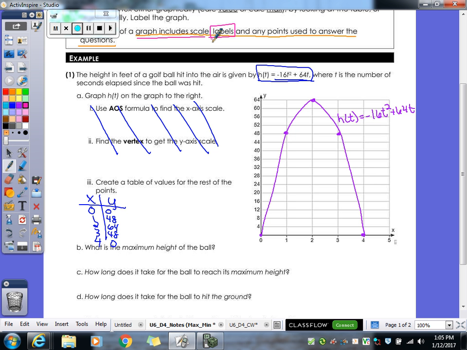With these problems, 99% of your time, your x-axis is always going to deal with time. Our time in this problem is seconds. So down here we would label our x-axis as time in seconds. And then what's the other thing we're talking about in this problem? Height in what? In feet. So that's what we're going to label our y-axis as.